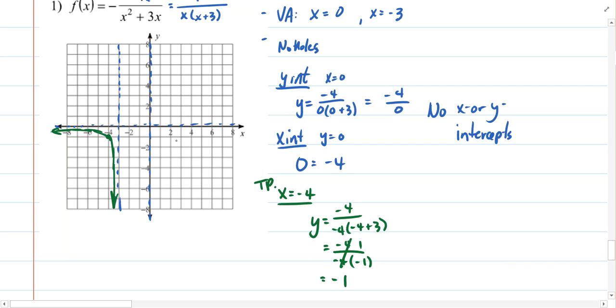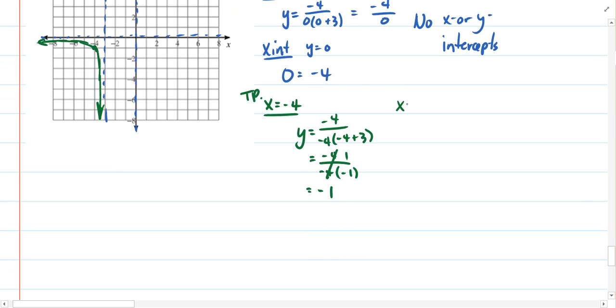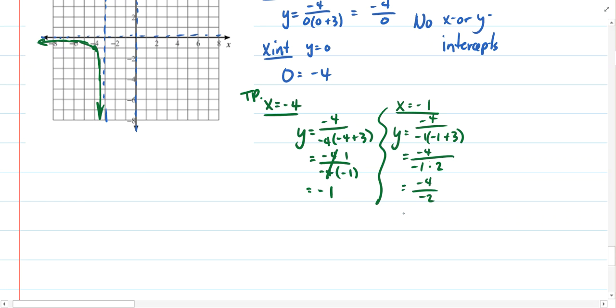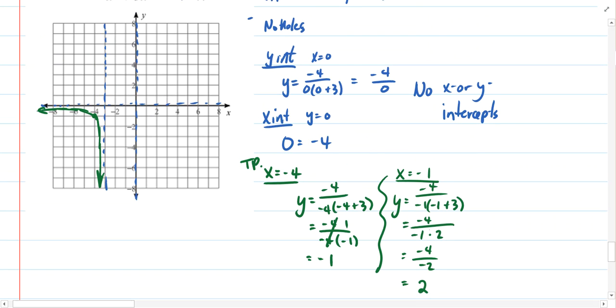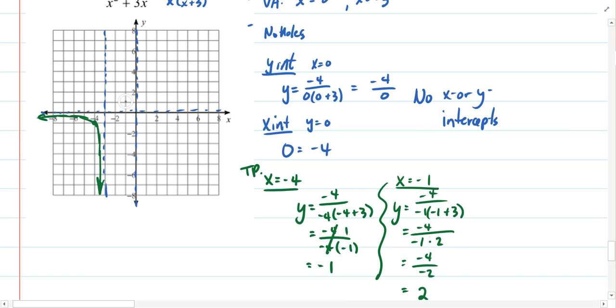For the middle section, I might pick an x value such as -2 or -1. I'm guessing the math might be a little bit easier if I use -1, so I'm going to try it. So y must be equal to -4 divided by -1 times -1 plus 3. Well, that's going to be -4 divided by -1 times 2, or -4 divided by -2. And -4 divided by -2 is +2. So when x is equal to -1, we get a y-coordinate of 2.